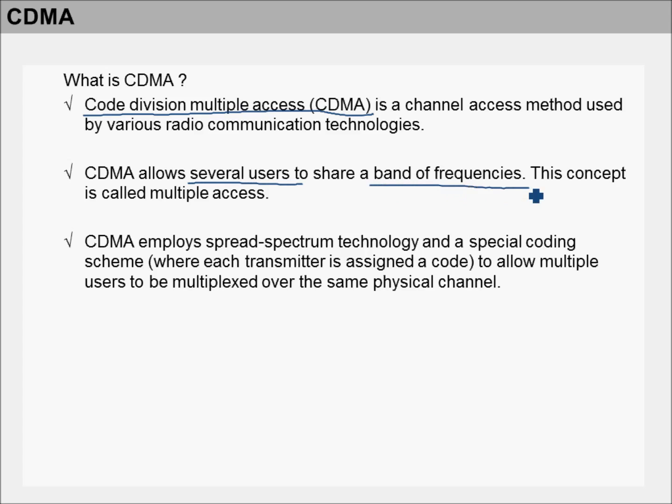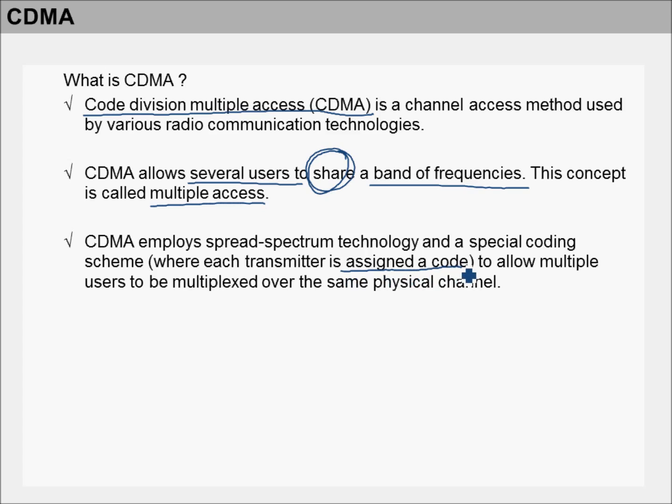So there is a concept called sharing. What it means is that there is no dedicated frequency between just two people talking. The same frequency is used by multiple pairs of people talking. And this concept is called multiple access, so code division multiple access. CDMA employs a spread spectrum technology and a special coding scheme where each transmitter is assigned a code.